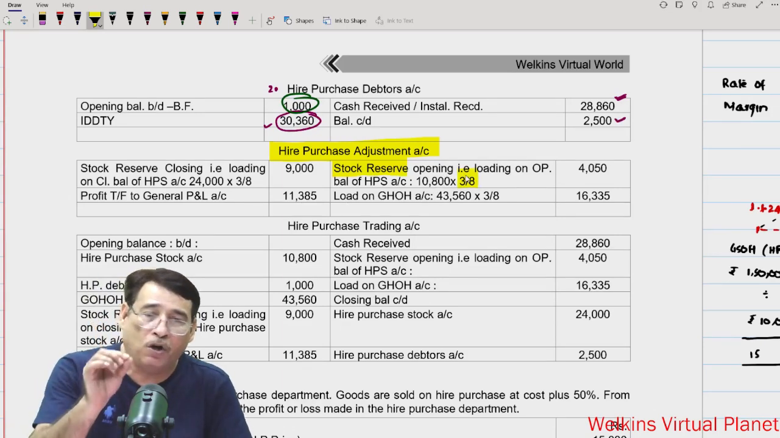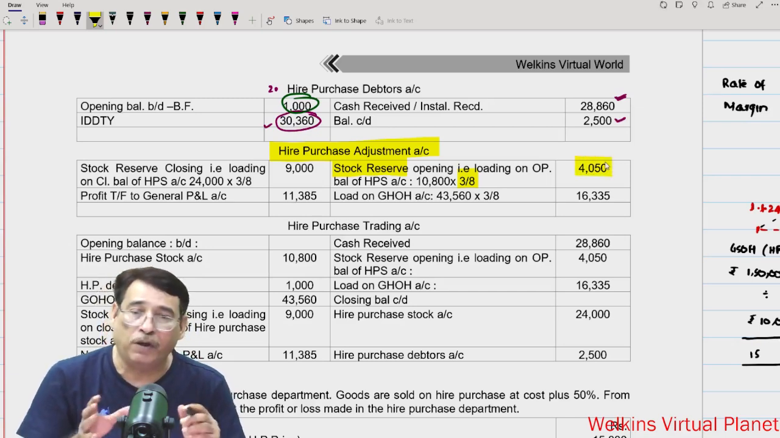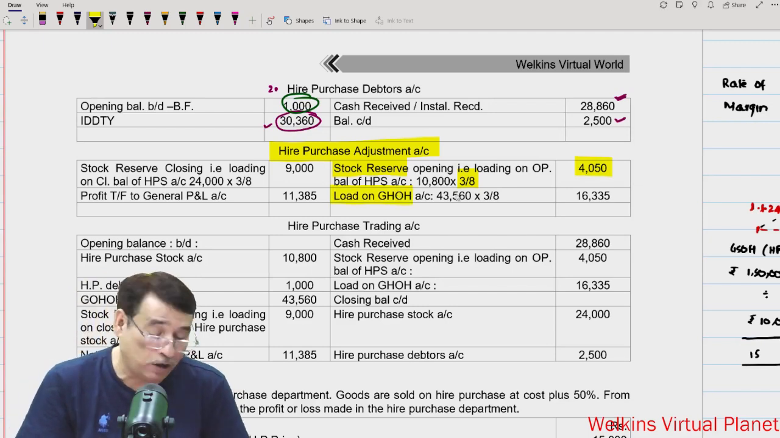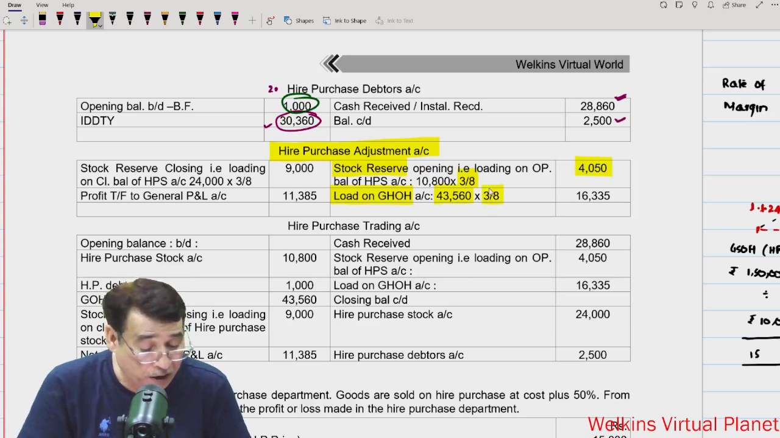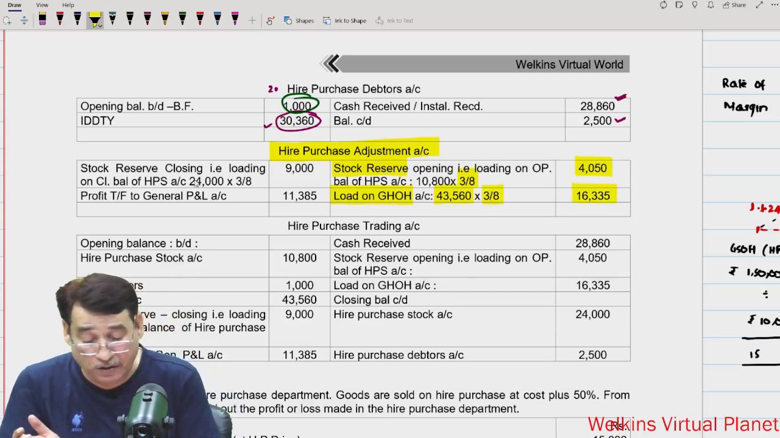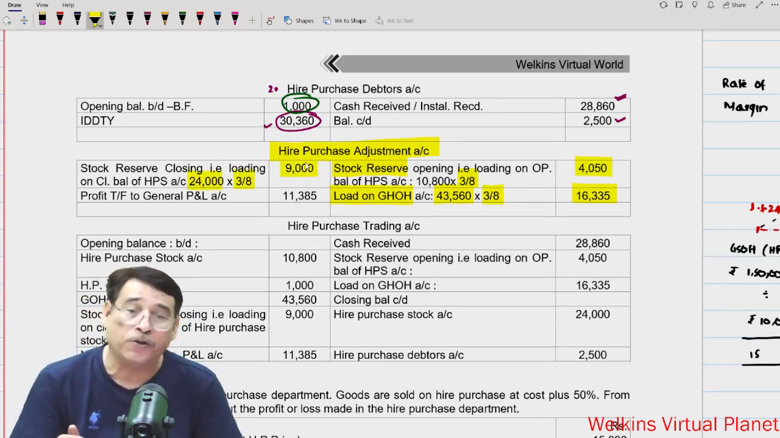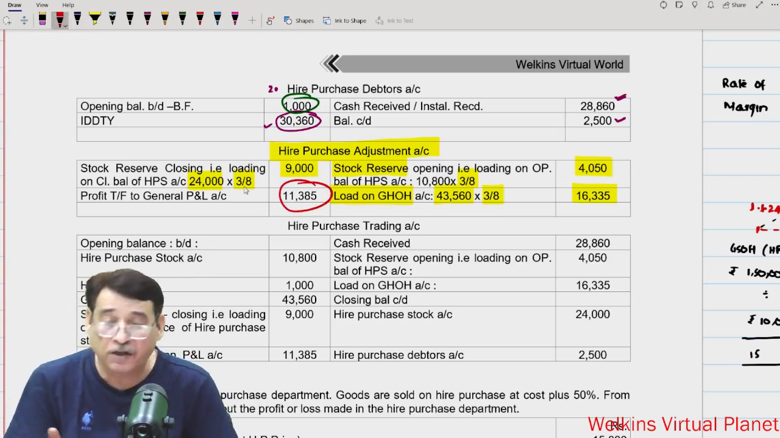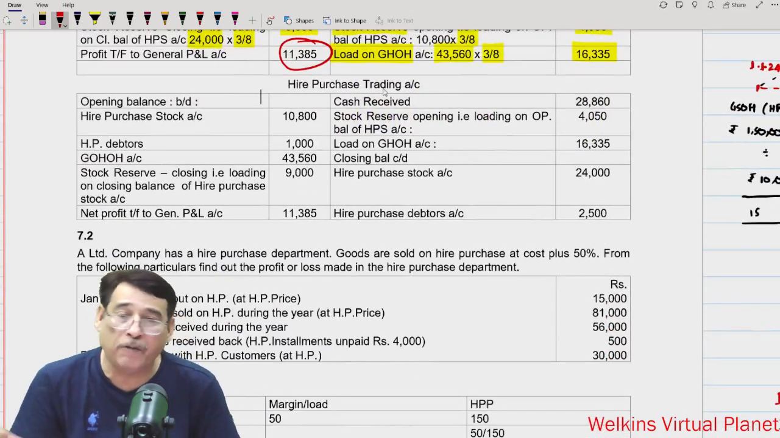You will have to apply the rate of margin on higher purchase price. So 4050 will be the amount. Similarly, loading on goods sold on hire, 43,560 is the higher purchase price. Multiply it with 3/8 to get this figure. And then closing stock was 24,000, multiply it with 3/8 to get the loading portion. And this will become your profit. Correct?